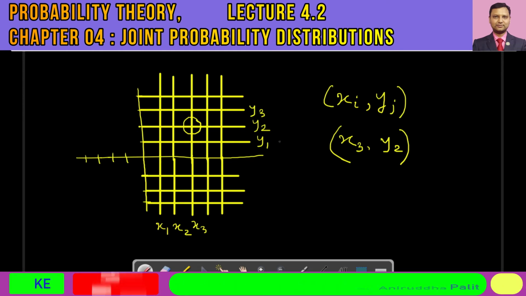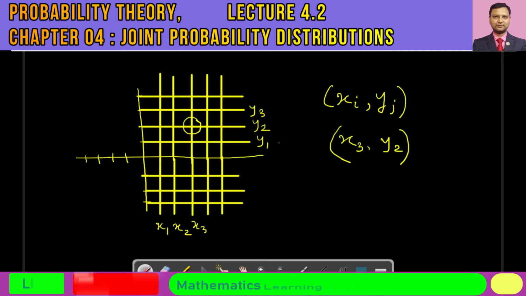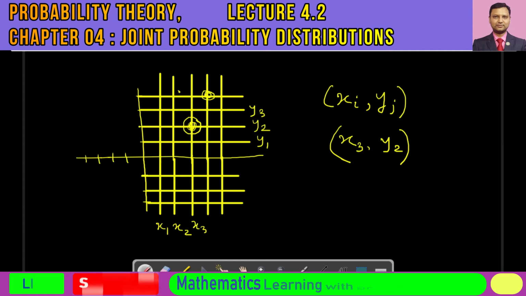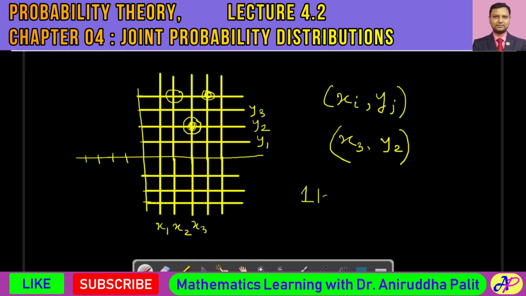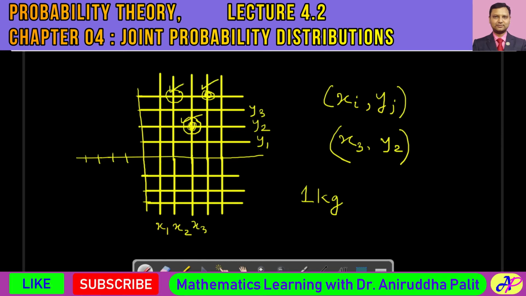You can simply consider this probability as any kind of mass. You may have 1 kilogram of wheat and just distribute it. At this point you distribute a certain amount of wheat, and at other points maybe 20 gram. So altogether you will distribute 1 kilogram, which is equivalent to the unit value of the probability. Maybe 100 gram is distributed over here, another 200 gram over here, then 300 gram over here. So these probabilities are distributed on these grid points.